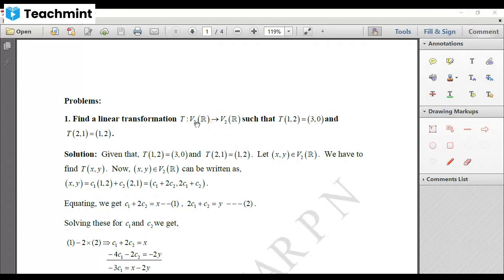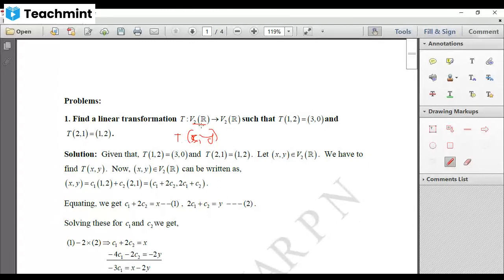So finding the linear transformation means generally how the elements of V2R will be. It is of the form ordered pair x comma y. The image of this, you need to find T of x comma y. What is the image of that? That they are asking. So you have to find the image of x comma y, because this is the general form of any element in V2R.